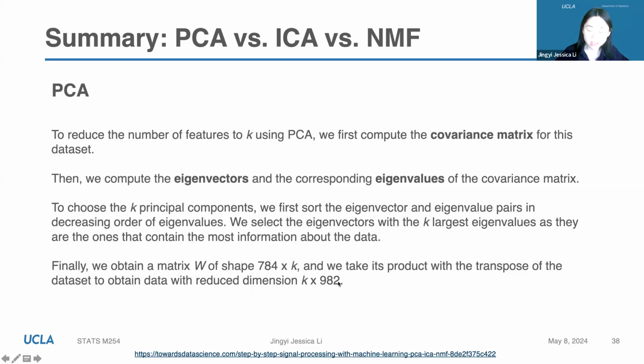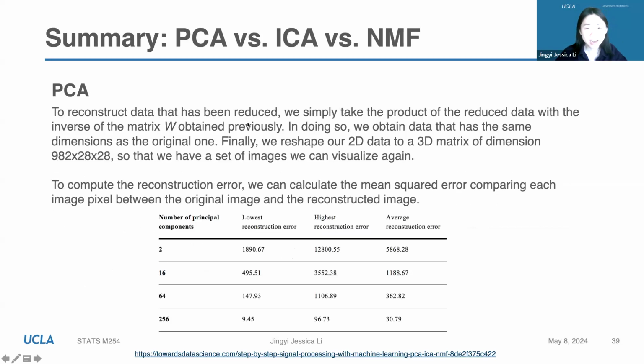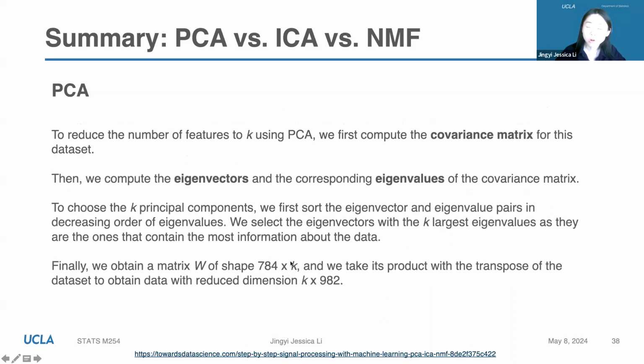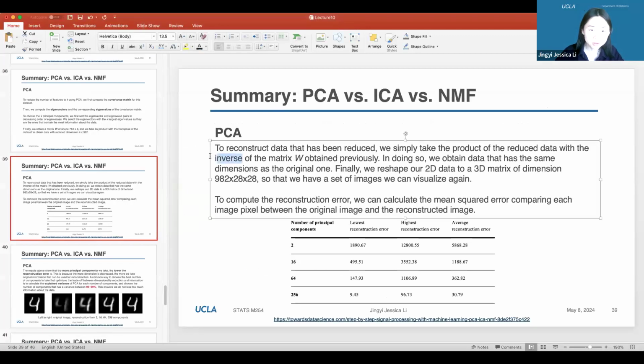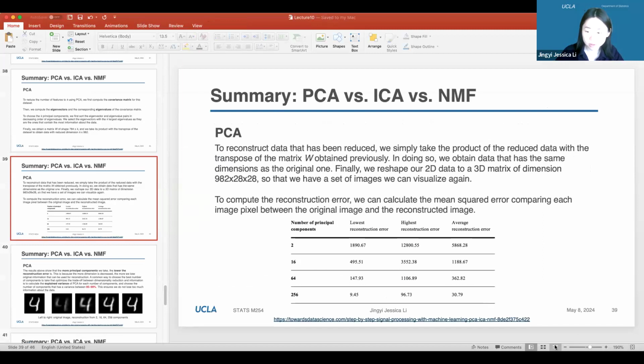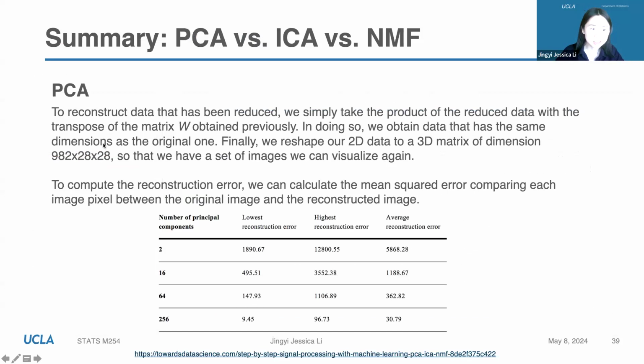So you still have the 982 images, but each image is represented by k reduced dimensions by PCA instead of the original 784 dimensions. To reconstruct data that has been reduced, we simply take the product of the reduced data with the inverse of the matrix W obtained previously, because W has its columns orthogonal. Actually, I think here is an abuse of the term. I would say this is a transpose of W, because you only have an inverse for a square matrix. So we take W transpose. In doing so, we obtain data that has the same dimensions as the original one, which is 982 by 784.